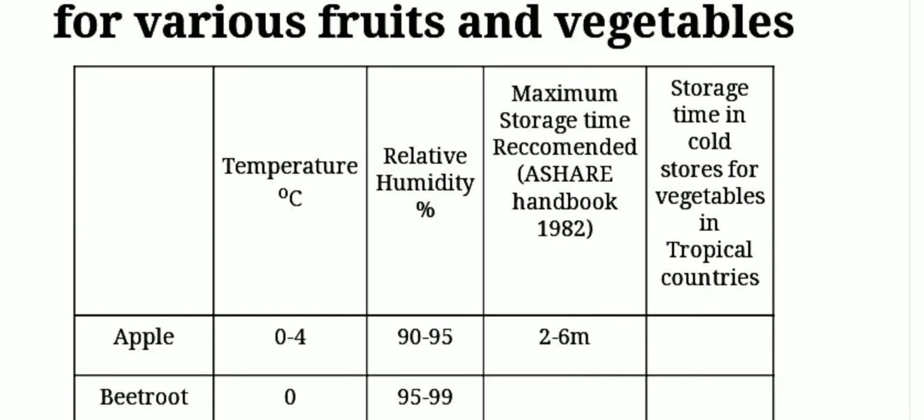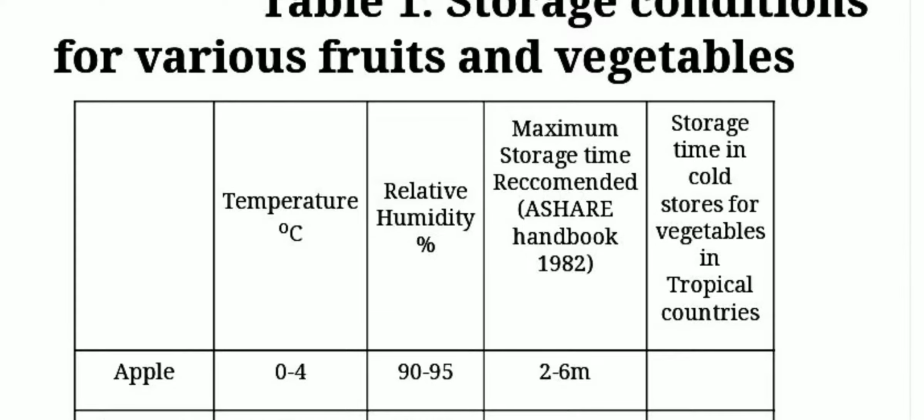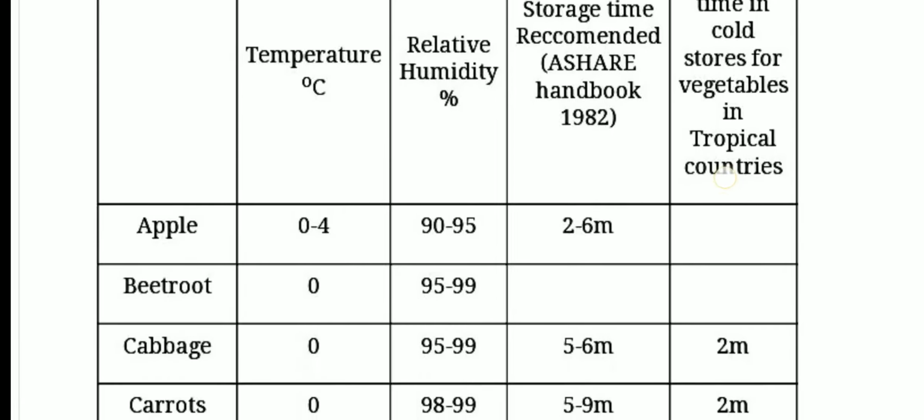Now this is Table 1, and the heading of the table is storage conditions for various fruits and vegetables. It has 5 columns. The first column is the name of the fruit or vegetable, the second column is temperature, the third is relative humidity, that is the moisture percent in the air, then the maximum storage time recommended for any fruit and vegetable, then storage time in cold store for vegetables in tropical countries.